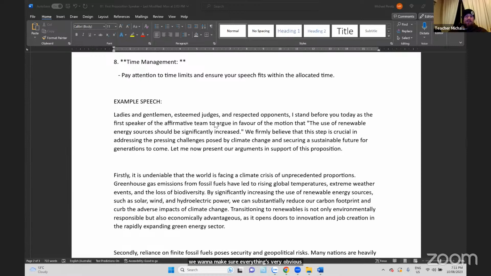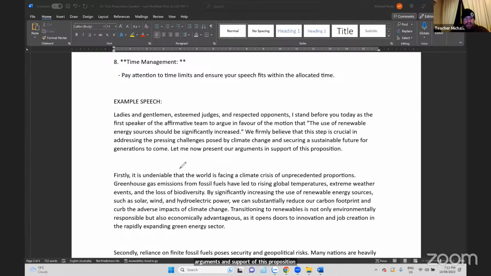So again, we want to make sure everything's very obvious. So I'm the first speaker of the affirmative team, and then we quote the motion. I'm here to argue in favor of the motion, the use of renewable energy sources should be significantly increased. We go on to continue with our introduction and talk about why it's important that we do this. So it's crucial in addressing the problems of climate change, and it'll help to secure a sustainable future for our kids and their kids and their kids. So more signposting here.